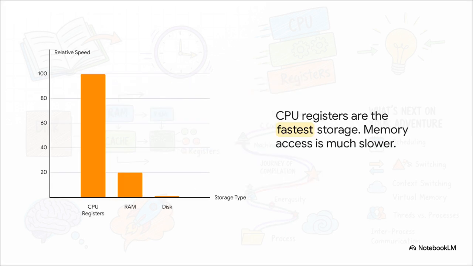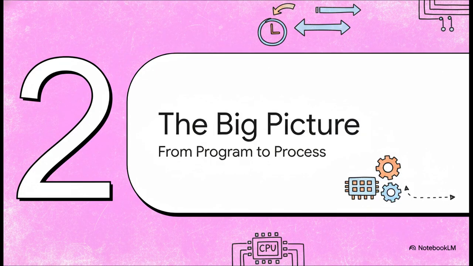Just look at this chart. The difference in speed is just mind-blowing. Getting something from a CPU register is like having it in your hand already. It's instant. But going all the way over to the disk, man, that's like having to drive across town to a storage locker. So for things to be fast, like really fast, the work has to happen right there in those registers.